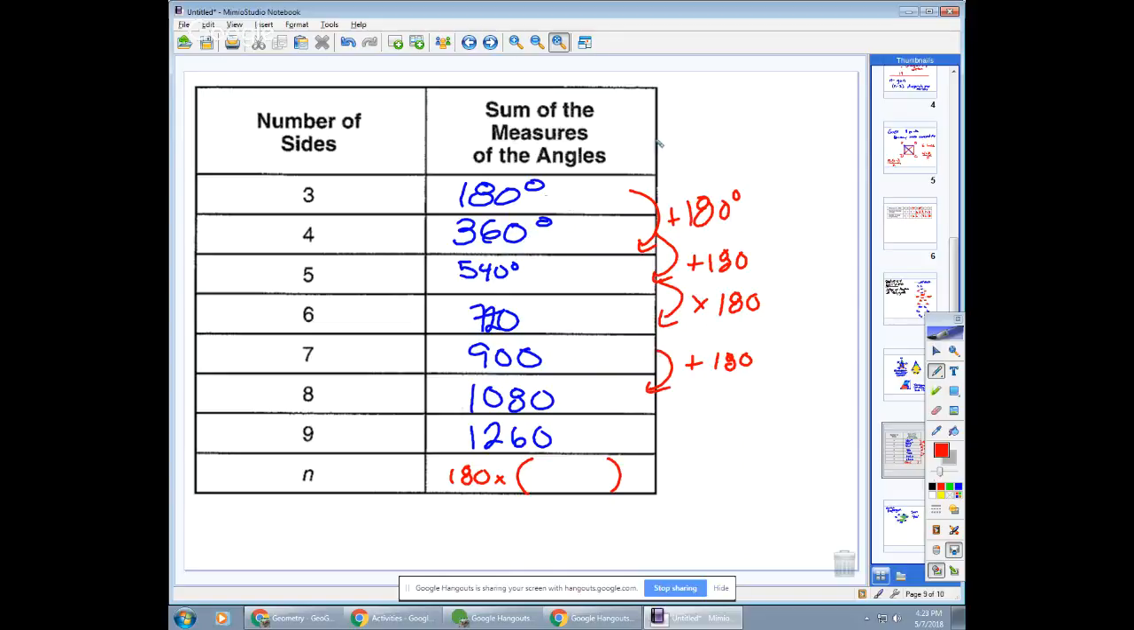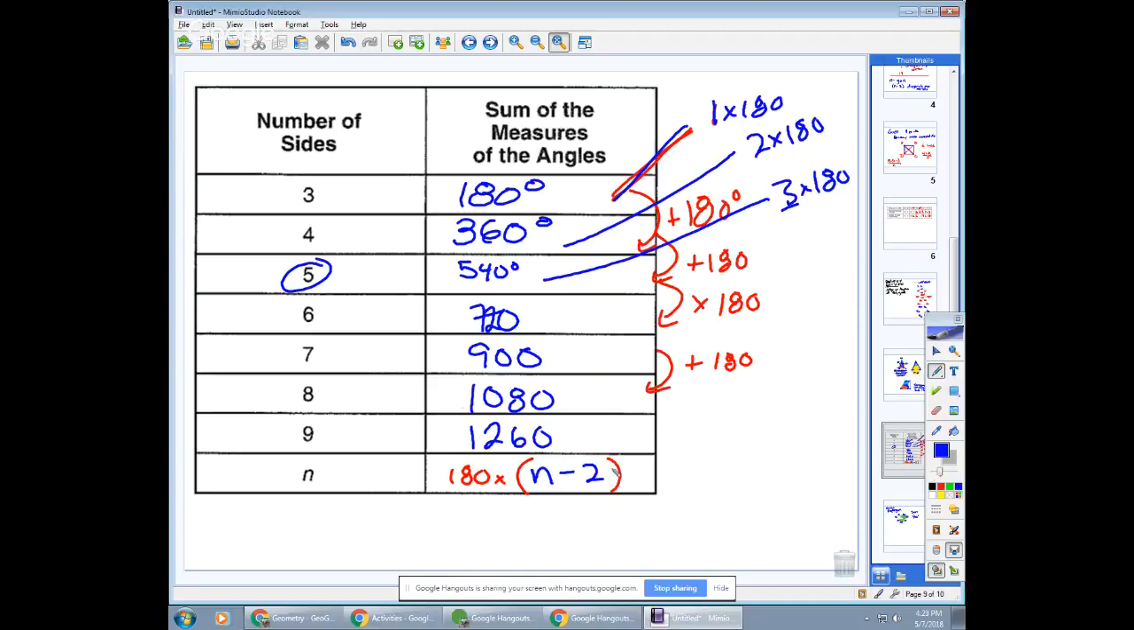2. So this right here is a different color. Let's try blue. So this one right here is blue. There we go. 1 times 180. This one right here is 2 times 180. This 540 is 3 times 180. So how do I get from the number of sides to the multiple? Yeah, it's n minus 2, it turns out. N minus 2. Yeah, so 180 is the key.